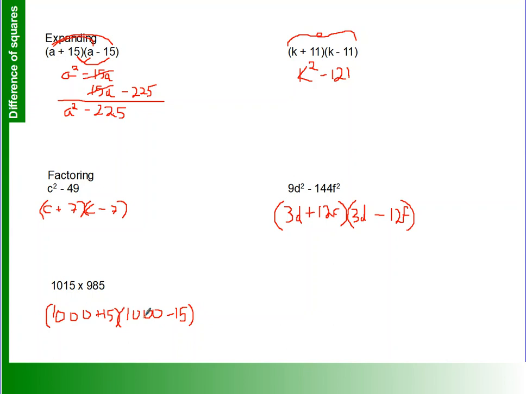Well, 1,000 times 1,000, that's just simply, how many zeros is that? That's 6 zeros. 1, 2, 3, 4, 5, 6. 15 times 15, because we know the middle term is going to cancel out, right? I don't have to do 15 times 1,000. Just 15 times 15 is 225, and I just have to subtract them.